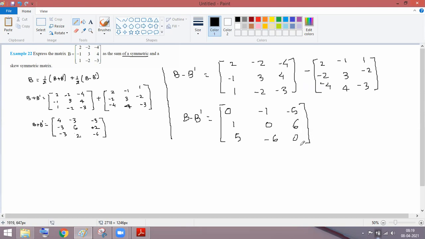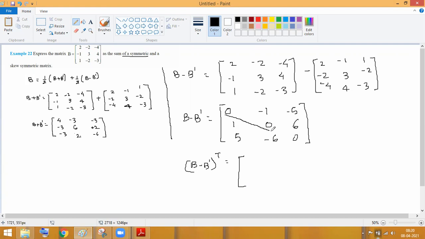Minus 3 plus 3 is 0. Can anyone tell me the name of this matrix? ये आपको क्या लग रहा है? इसको थोड़ा सा देखो, ये सिमेट्री है या स्क्यू सिमेट्री है? If you feel that this is not symmetric, skew symmetric, this is skew symmetric, आप check करके देखो. If you take the transpose of this, B minus B transpose, if you will get the same, yes or no?